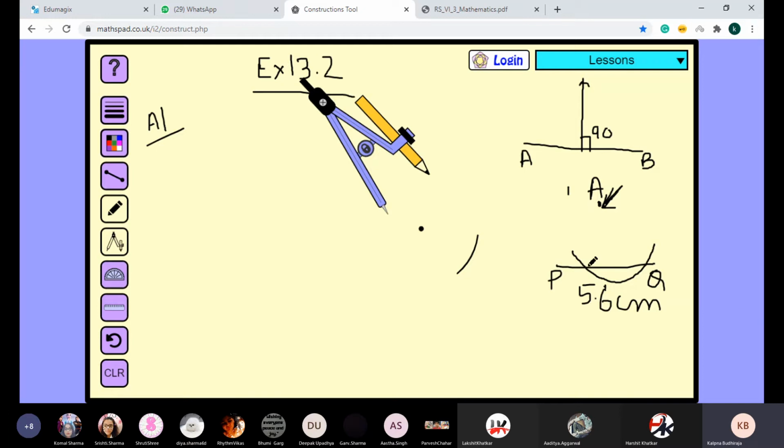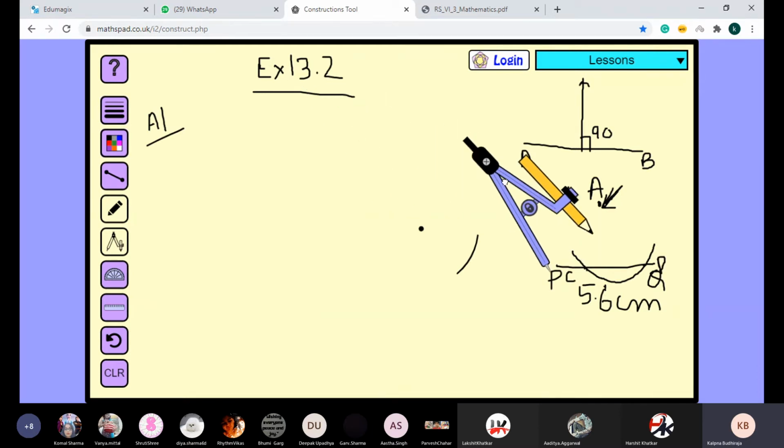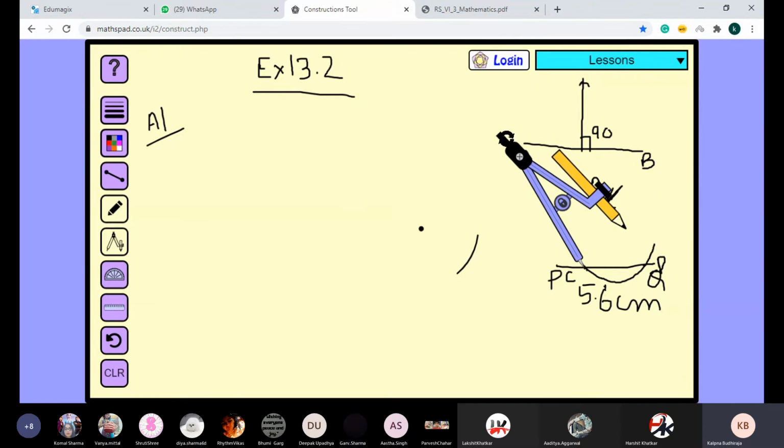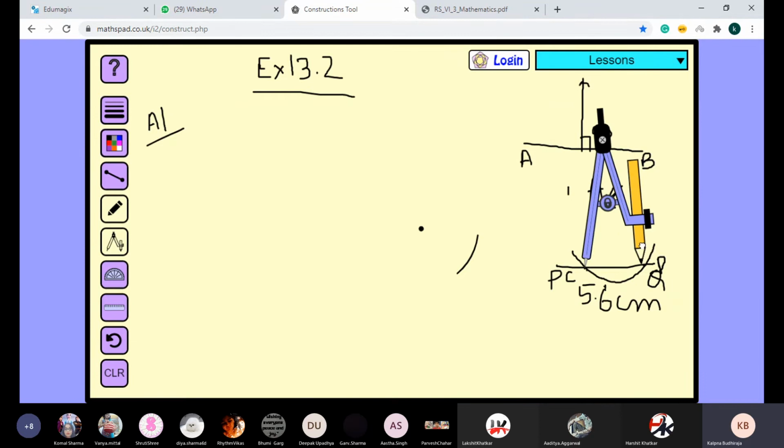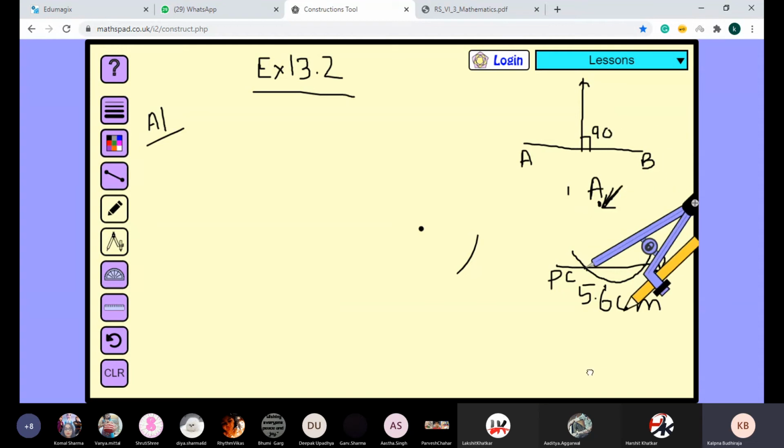Are you getting this point, class? Yes, ma'am. ठीक है? Now you got 2 points C and D. Now you will open your compass. फिर आप C पे अपनी needle रखोगे, which is more than half. ये जो CD segment है ना, इसको ध्यान से देखना है. आपने more than half इसको खोलना है and then you are going to make a arc here.